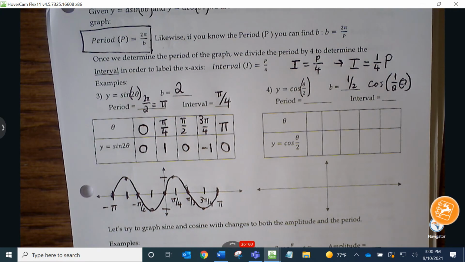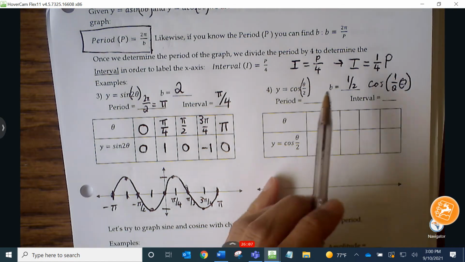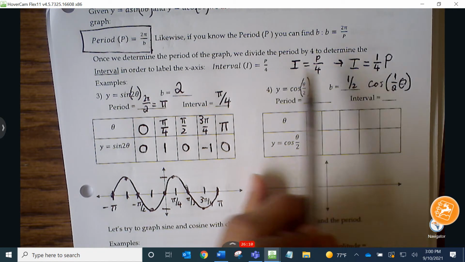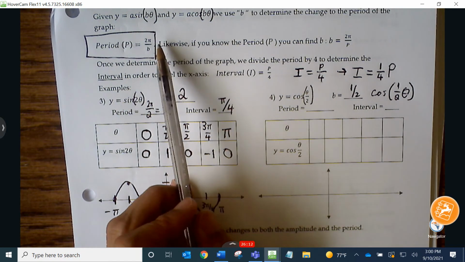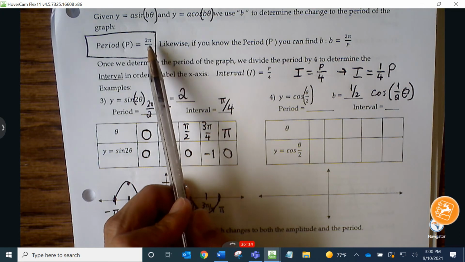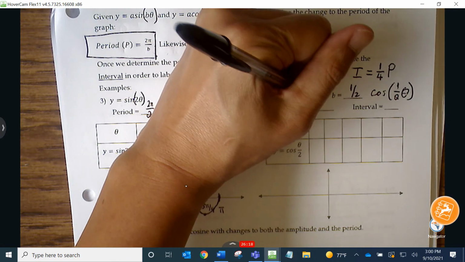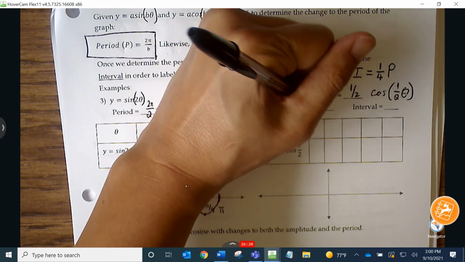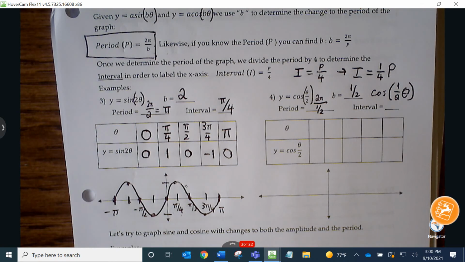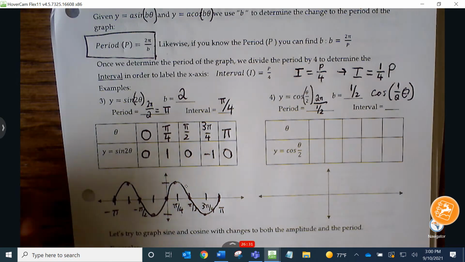We know that's ultimately going to change the length of our cycle, our period. So our formula is, again, 2 pi divided by b. Okay, so 2 pi divided by 1/2. What does that become? 4 pi, right? Dividing by a fraction is the same thing as multiplying by the reciprocal. So 2 times 2 is 4.